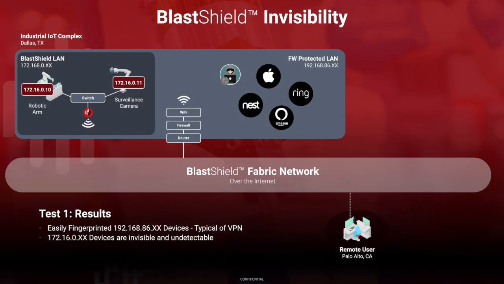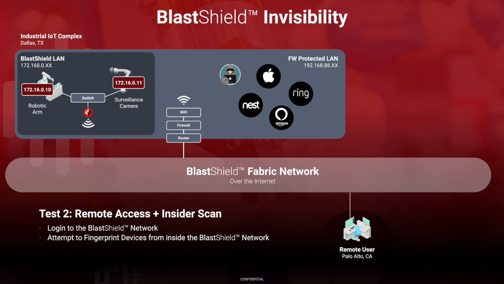So if we look at the results, we can see that we can very easily fingerprint systems that are protected behind a firewall, but we cannot see or fingerprint those devices that are protected behind a BlastShield network. This is typical of a VPN environment where you're able to have visibility to those devices, but you may not have access to them. But that allows intent because it allows you to know that those devices exist. Within a BlastShield network, you have no knowledge that those systems exist. Therefore, it removes your intention as a malicious would-be actor.